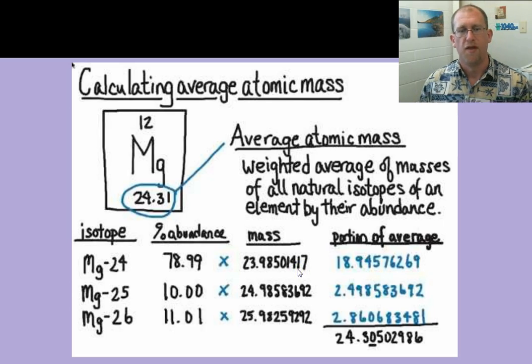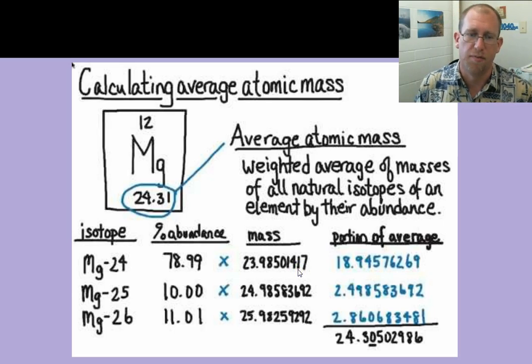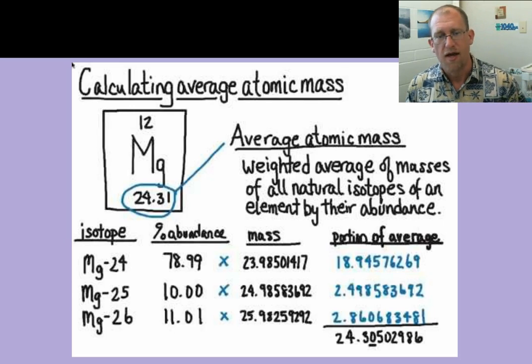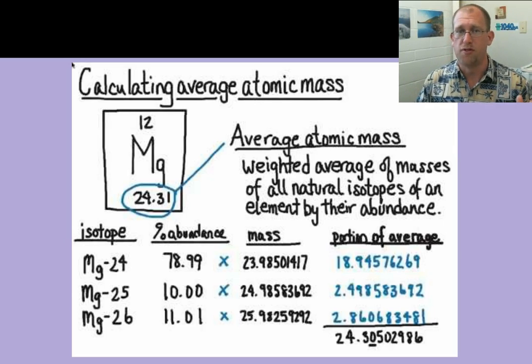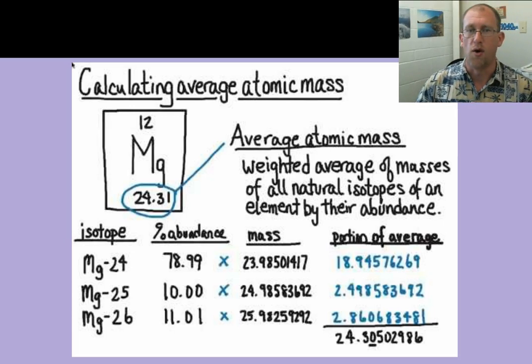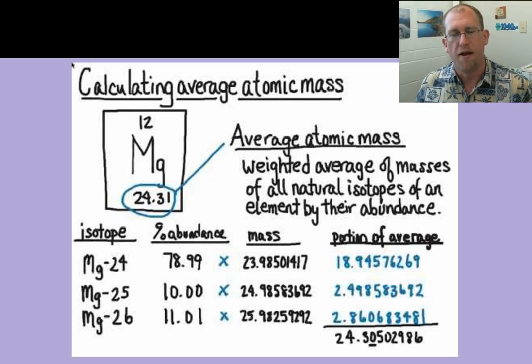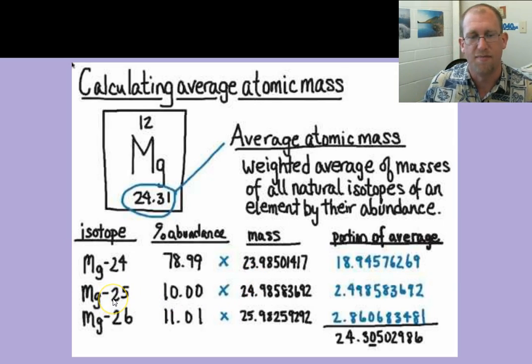Here's an example of how to do that for magnesium. Okay, magnesium is element number 12, and its atomic mass is 24.31. And that's because most of the magnesium that we find in the universe has 12 protons and 12 neutrons. So its atomic mass is 24. But there's some magnesium, that's magnesium 25, and there is some magnesium that's magnesium 26. 78.99%, 10%, and 11%. Now, when you look at this, you're going to say 78 times 23 is not 18.